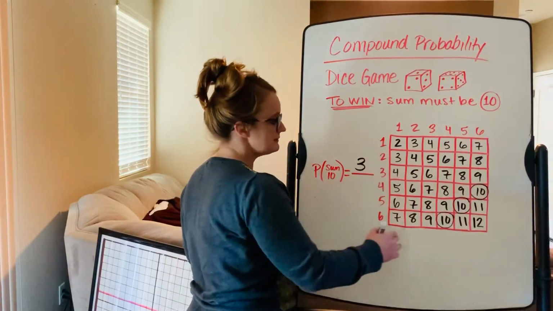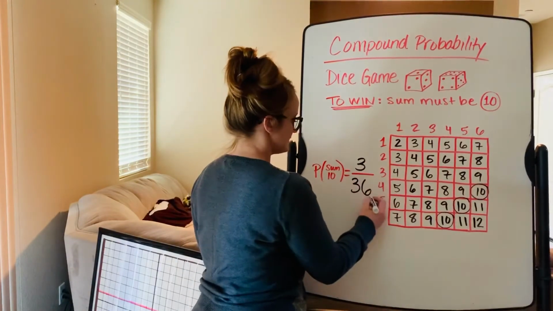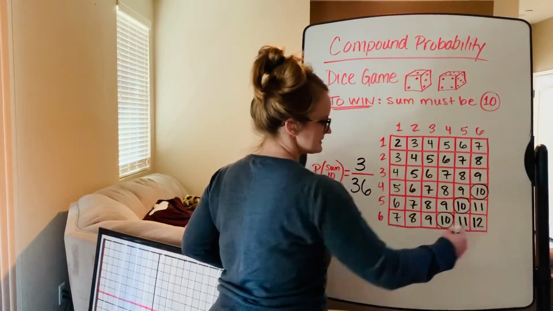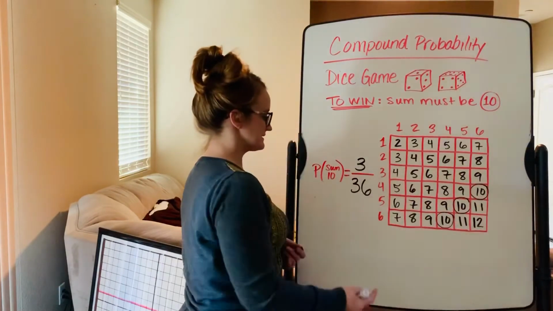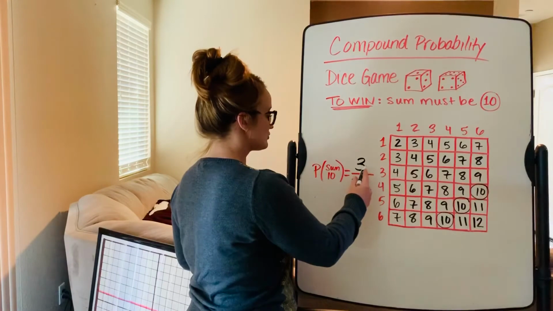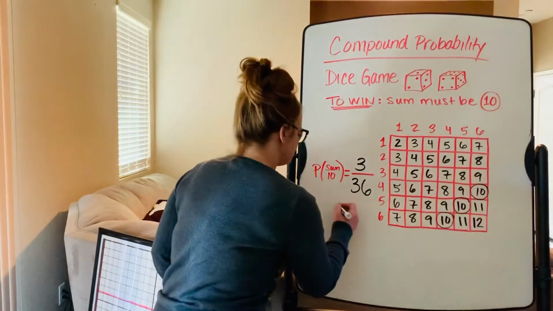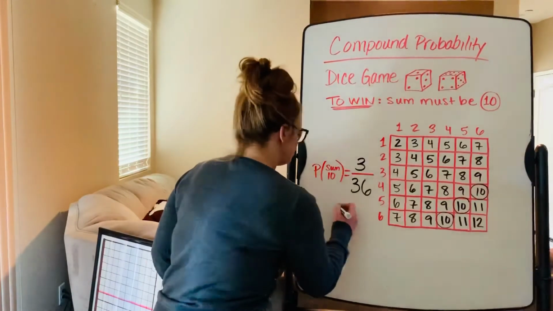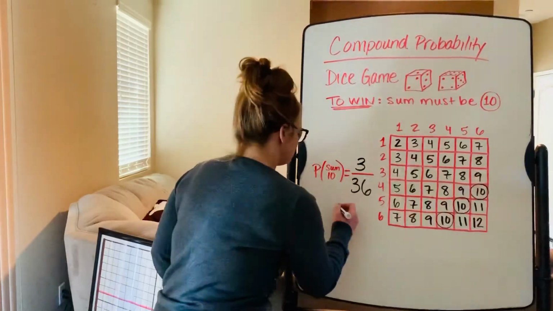And the total amount of outcomes is 36. Because if you look at this, it is a 6 by 6 square. So 6 times 6 is 36. 36 total outcomes, meaning 3 out of 36 times we should win the game. If we reduce that, we get 1/12. Probability of winning the game is 1 out of 12 times.